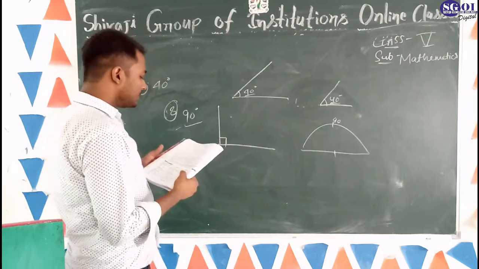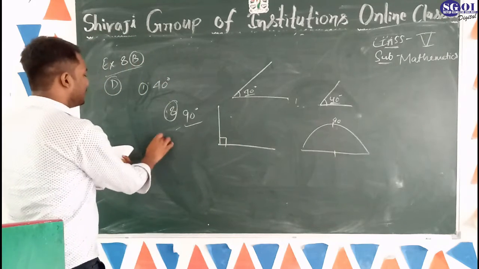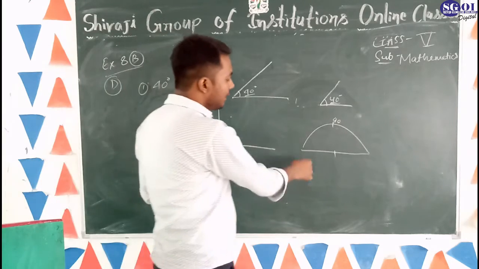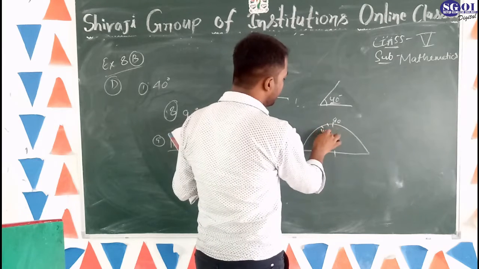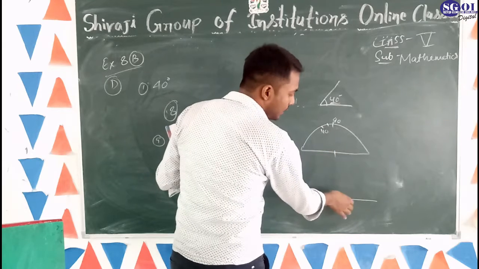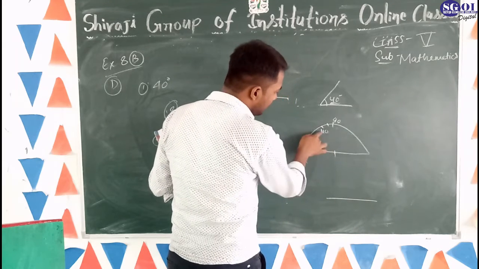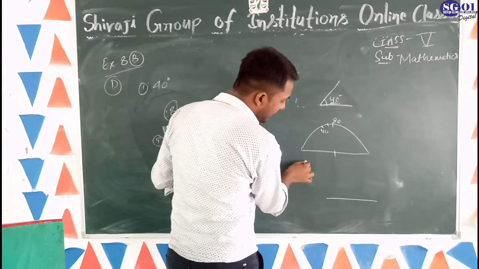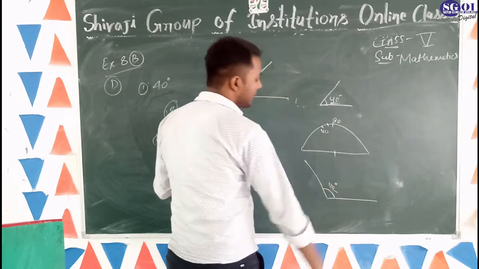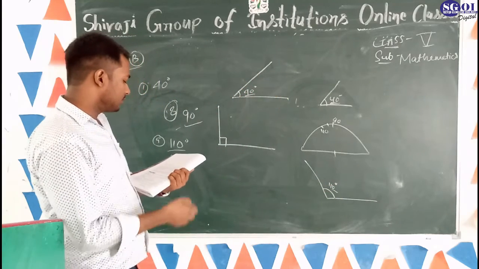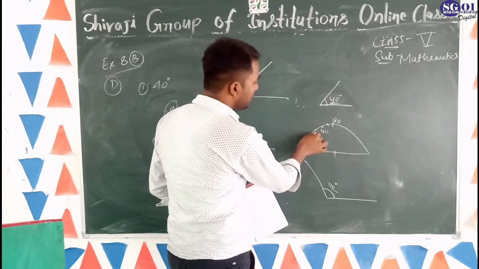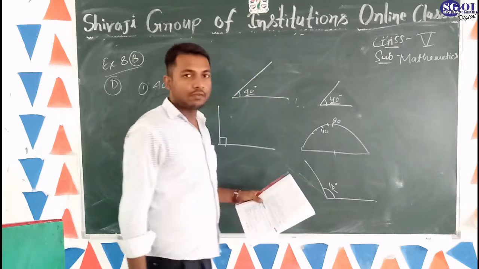Second one, ninth number is 110 degrees. How will we make an angle of 110 degrees with the protractor? This is 100 and this is 110 degrees. First make a horizontal line, and keep the protractor over it. Then you will find 110 degrees here. Make a point here and then join this point to the other point, and the angle formed will be 110 degrees. Okay students, all the questions you have to solve like this. The 10th is 130, same here: 110, 120, 130. So like this a 130 degree angle will be formed.